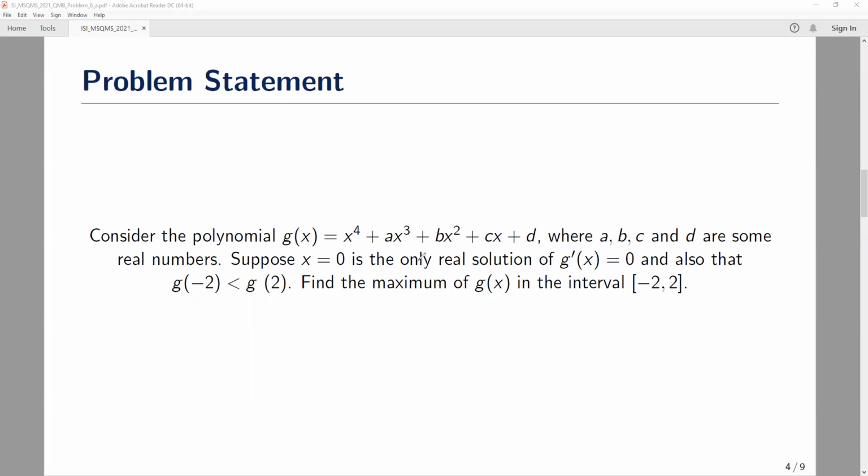Also it's given that the value of g of minus 2 is less than g of 2. So find the maximum of g(x) in this interval minus 2 comma 2. It's a pretty interesting problem. In problem solving, you first try to understand and put together the puzzles of the information that is given. So let's discover and peel the secret hiding beneath each of the information given here.